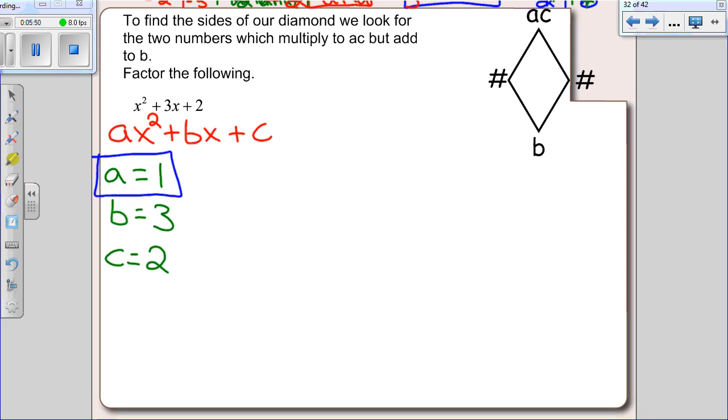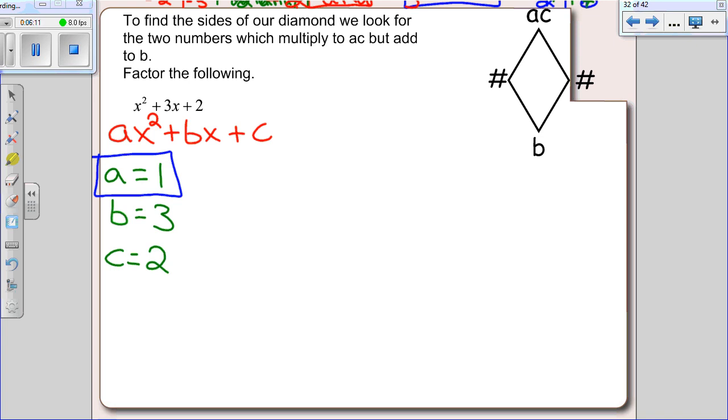Tomorrow, A will equal other numbers, and it makes it a little bit harder. So that means when you're doing your practice booklets or your assignment, after today, you'll only be able to do A equals 1 questions, where the number in front of the x squared is 1. All right, let's try to factor this thing.